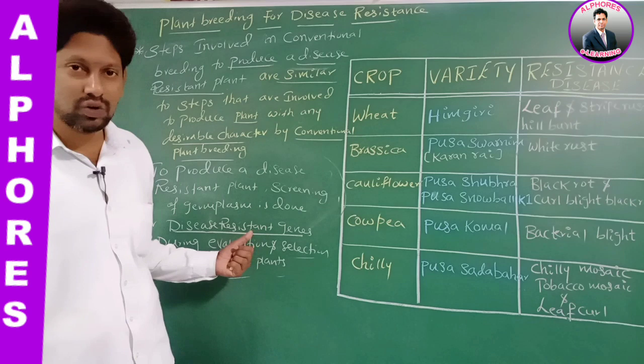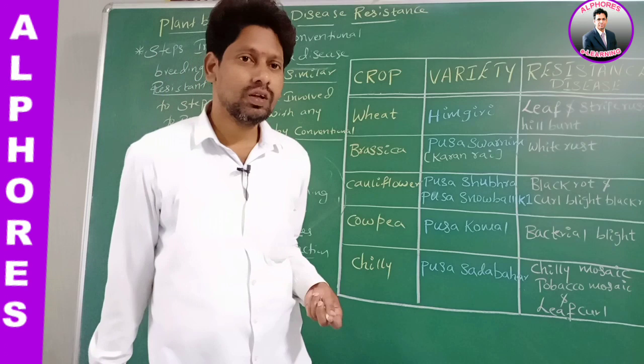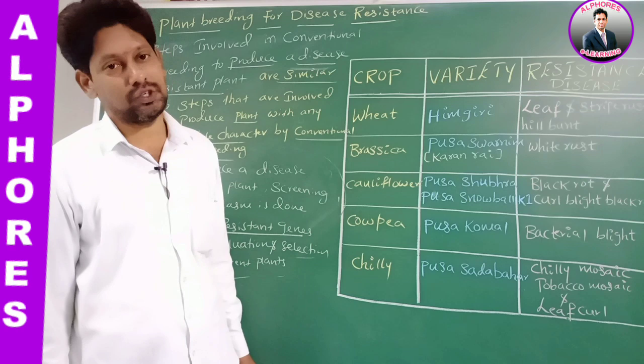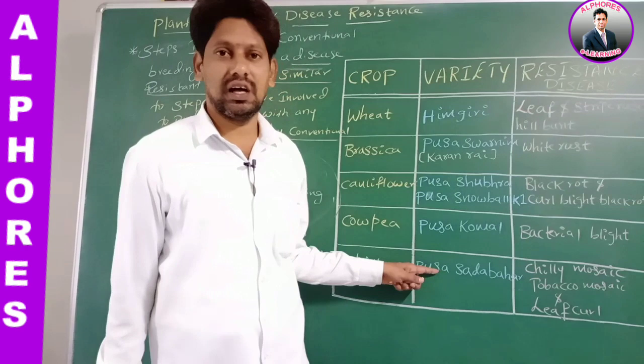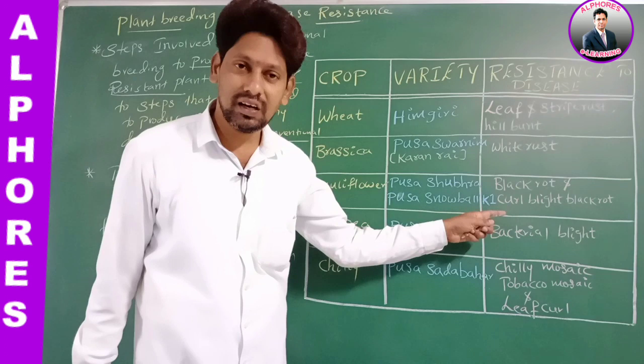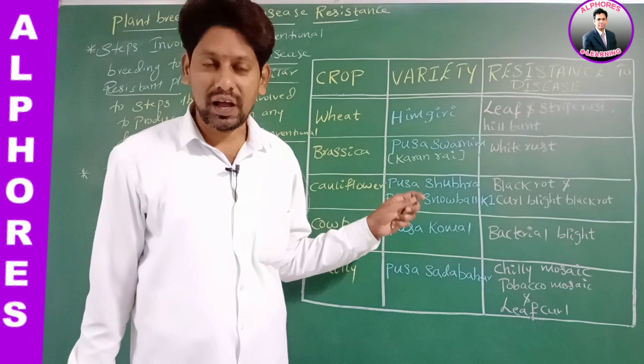Now listen to this statement. At IARI, what is the full form of IARI? Indian Agricultural Research Institute. These are some varieties produced at IARI by hybridization and selection. These varieties are resistant to bacterial, viral and fungal pathogens. Are these statements clear?